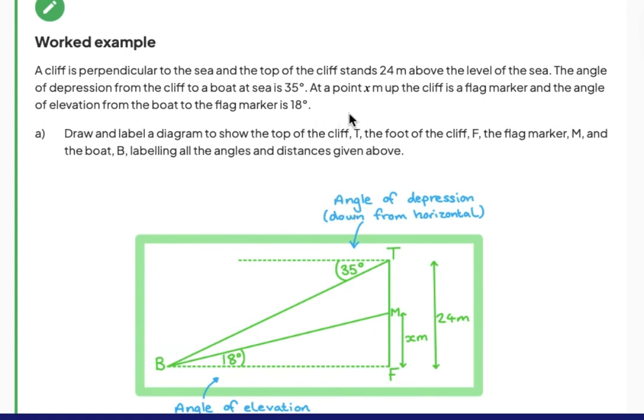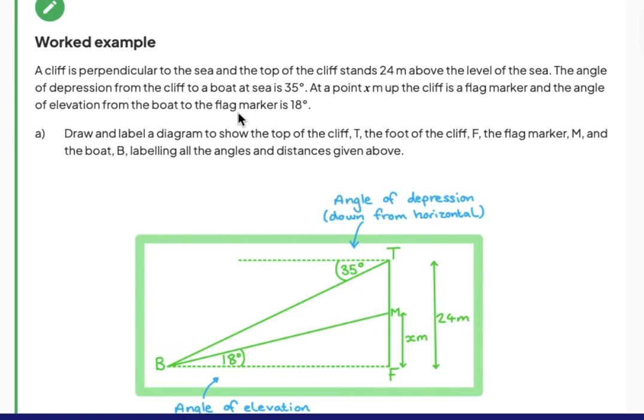He said at a point X meters up the cliff is a flag marker, and the angle of elevation from the boat to the flag marker is 18 degrees. So at a certain point up, there is a mark on the cliff and the angle of elevation is 18 degrees. This point we don't know, it's X meters, so we're probably going to find this.